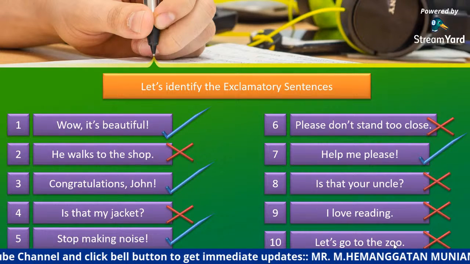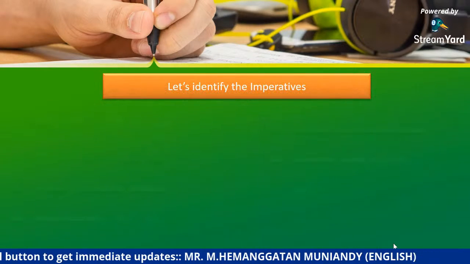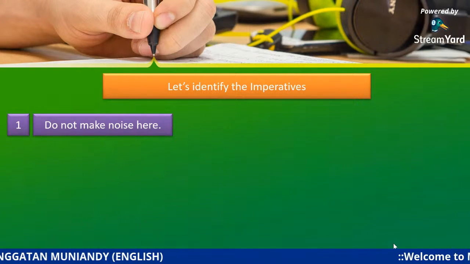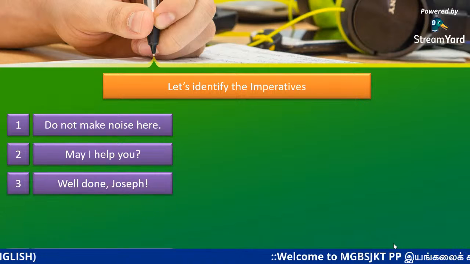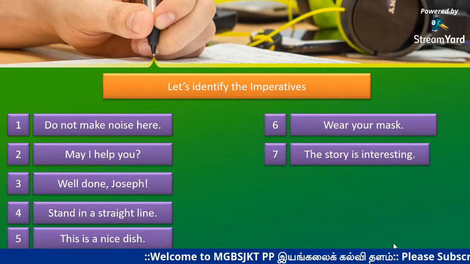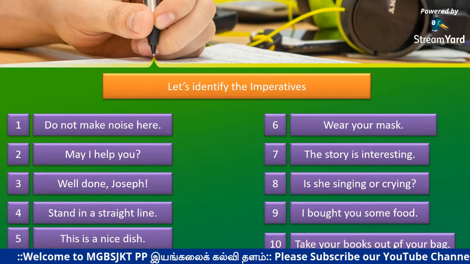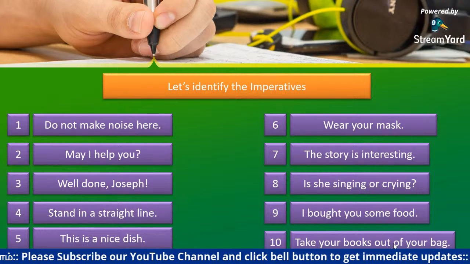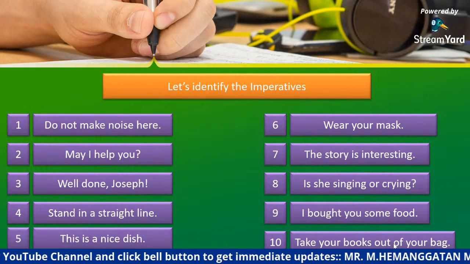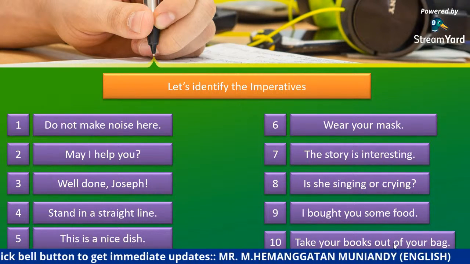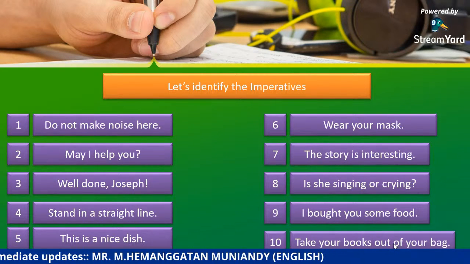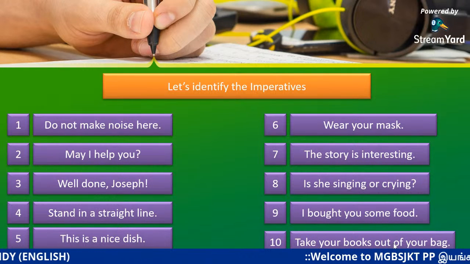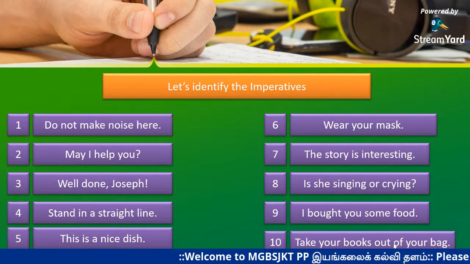Okay, we continue with imperatives, right? We are at imperatives now. Let's look at the sentences we have. Okay, these are the 10 sentences that I want you to analyze and tell me which are the imperative sentences. Just for your information, imperatives are giving instruction, telling people to do or not to do something.